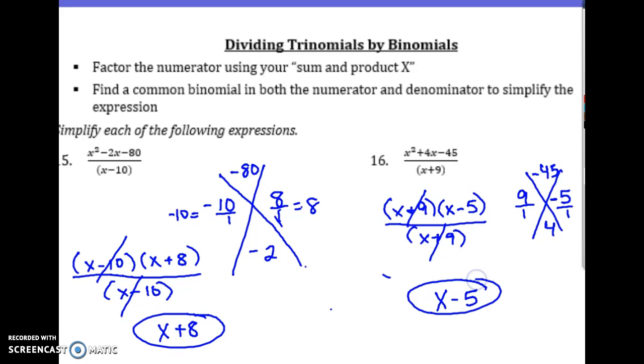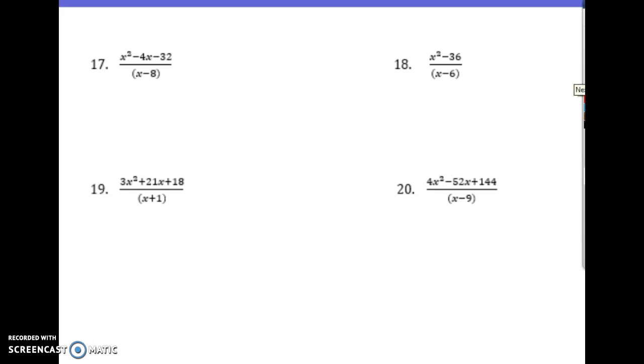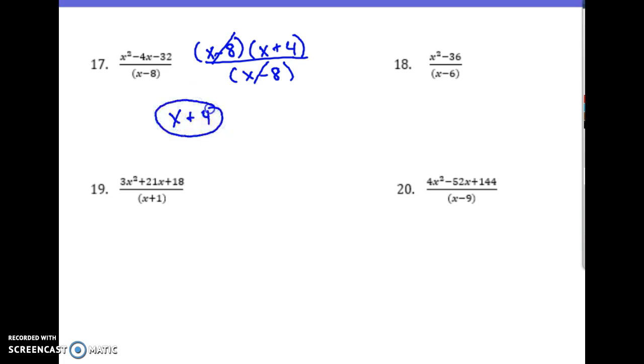Okay, at this point in algebra, what's typically going to happen is one of the factors in the numerator will cancel out. So you can look at the denominator and then figure out what the numerator factors are. Okay, so if I looked at number 17, I can factor it. I'm not going to get into the x, but I can factor it as x minus 8 and x plus 4. Okay, and I'm dividing it by x minus 8. So I cancel those out, and my answer is x plus 4. So if you want to pause the video and try some of these and then check your answer, that would be great.